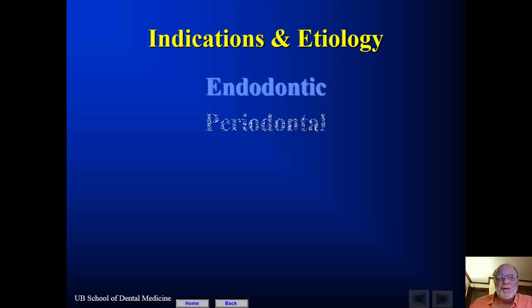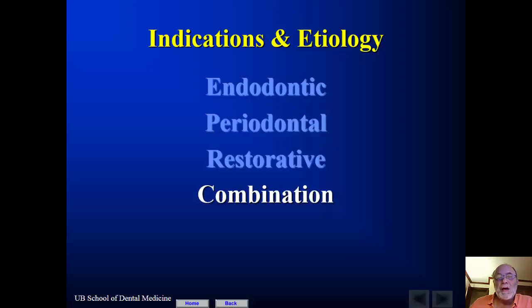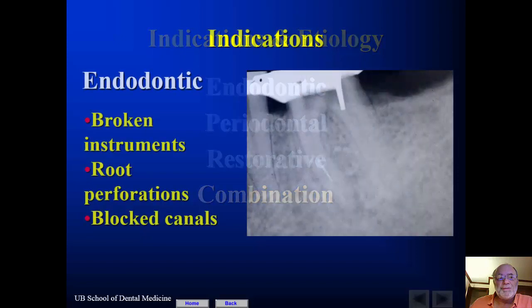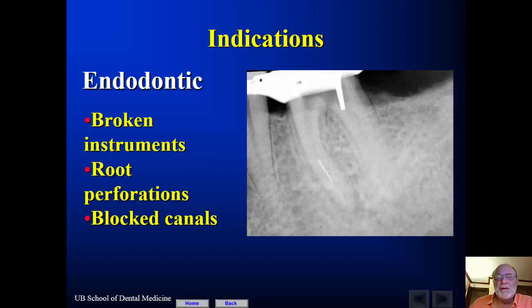Well, they're endodontic in nature, they can be periodontal in nature, restorative in nature, or a combination of all of these elements. Considering the endodontic indications, we have broken instruments that can't be retrieved, root perforations, and also blocked canals that could be blocked either through treatment, through ledging, or any number of other reasons, including debris in the canal.